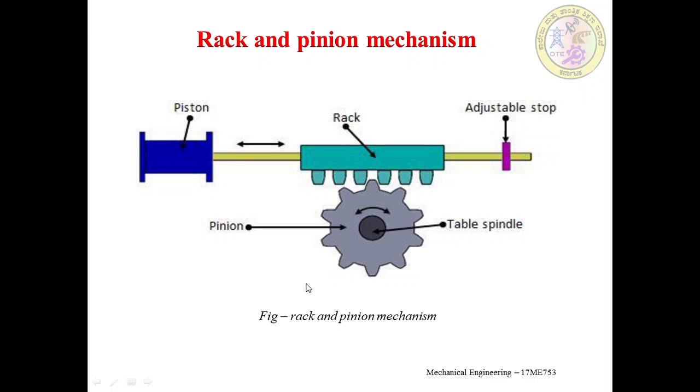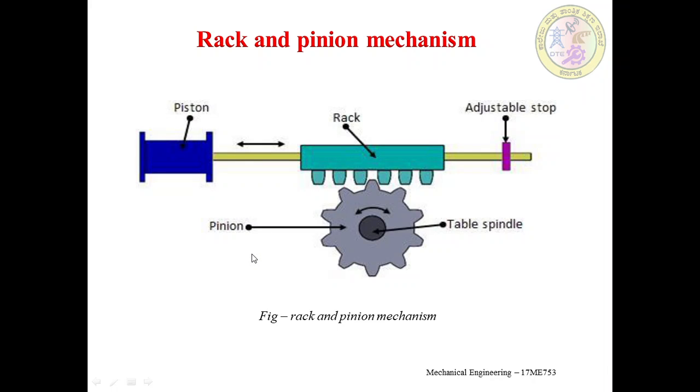Next we'll go for the rack and pinion mechanism. As shown in the sketch, this is the rack, the entire apparatus is nothing but a rack, and this is the pinion. By using a piston we can operate this rack, and then the rear adjustable strap is there, and here the spindle table. Here the rack and pinion gear arrangement usually converts rotary motion from a pinion to linear motion of the rack.